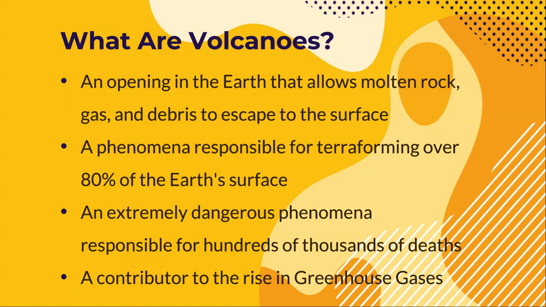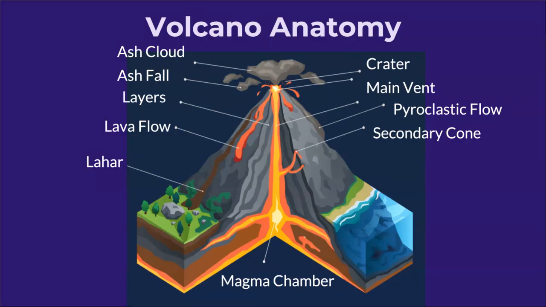Volcanoes destroy landscapes, but they also renew them. Soil that is recovered after a volcanic eruption is incredibly fertile, much more so than soil which is not recently recovered from a volcanic eruption. There are several parts to any volcano, and we'll be going over these parts over the next couple of slides. The parts we'll be reviewing include ash clouds, ash fall, craters, layers, main and secondary vents, lava flow, pyroclastic flow, lahar, secondary cones, and magma chambers.